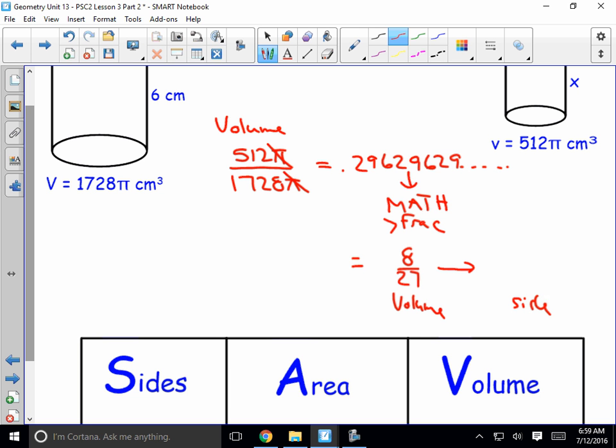Okay, now to turn it into a side ratio, we have to undo the cubing of this value. So if I want to undo the cubing, I take that 8/27 and I have to raise it to the power of 1/3. Okay, so this is what we call a cubed root. So we're doing a cubed root of that value. So now we take that 8/27 to the power of 1/3, and now I'm going to move over here back to the left. I'm going to get a side ratio of 2/3.